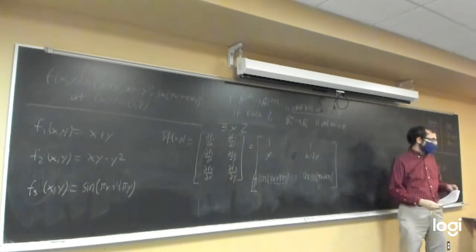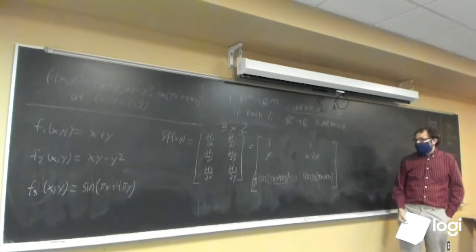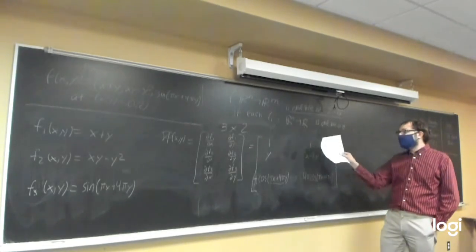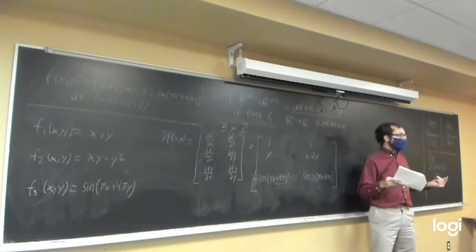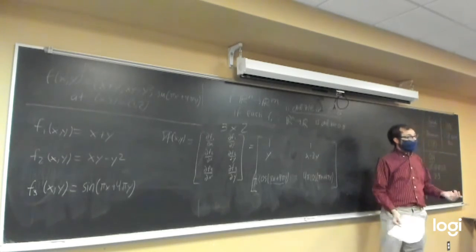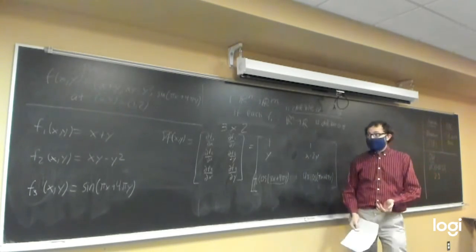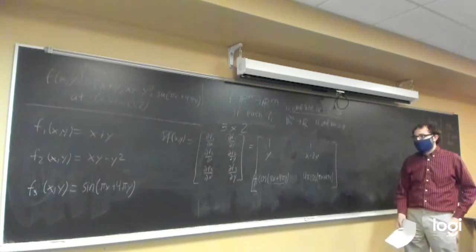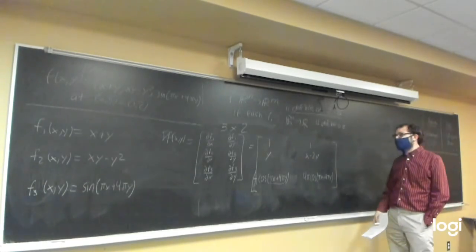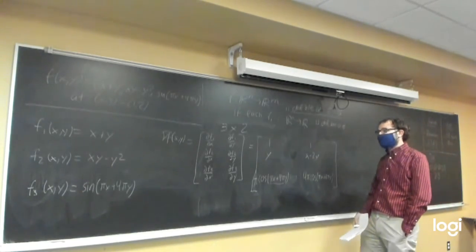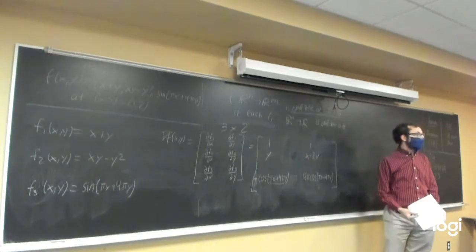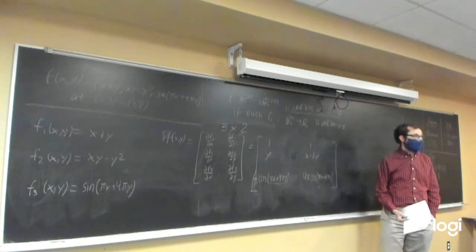So boom, there's our derivative matrix. It's a matrix where each one of the entries is going to be a partial derivative of one of the component functions of our f of xy. The first row is the partial derivatives of f1, second row is partial derivatives of f2, third row, partial derivatives of f3.